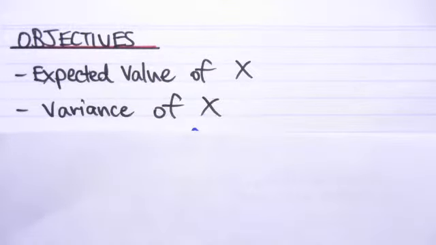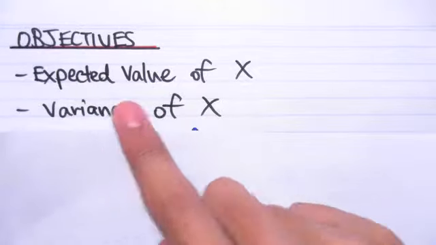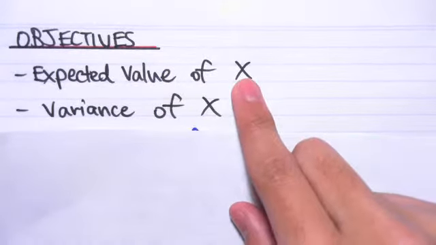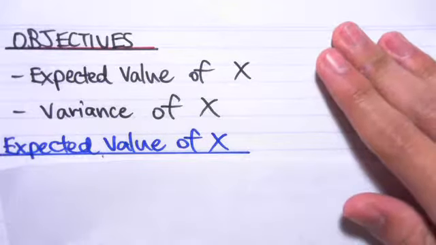Hey guys, the objective of this video is to introduce the expected value and variance of X, which is our continuous random variable. So let's start with the expected value.